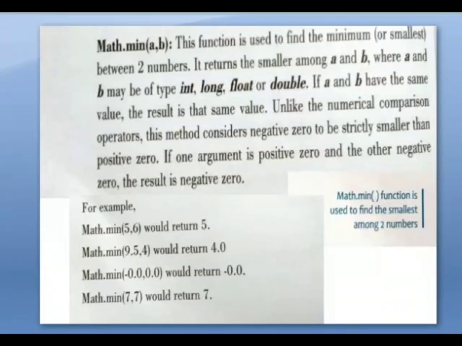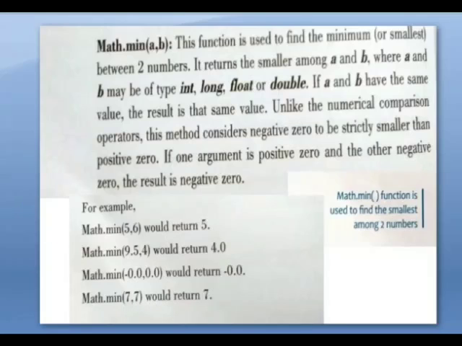Next is Math.min of a, b. The Math.min function is used to find the smallest among two numbers. For example, Math.min of 5, 6 will return the value 5. Math.min of 9.5, 4 will return 4.0, because the smallest value is 4.0. Here the two values are equal, so it will take one value.